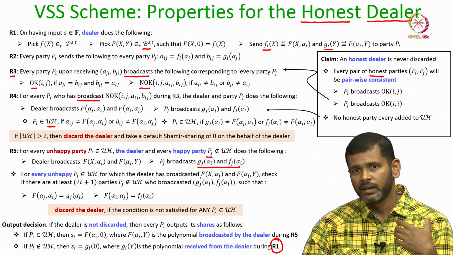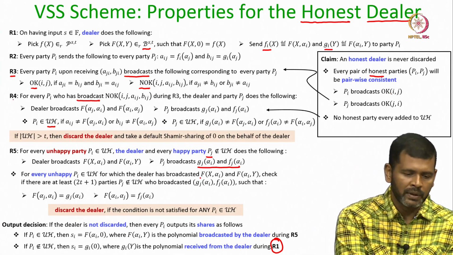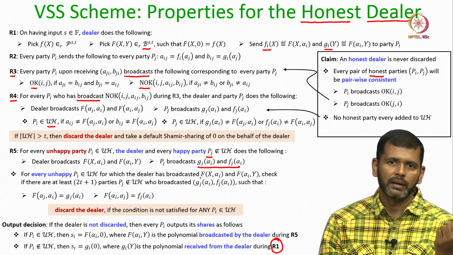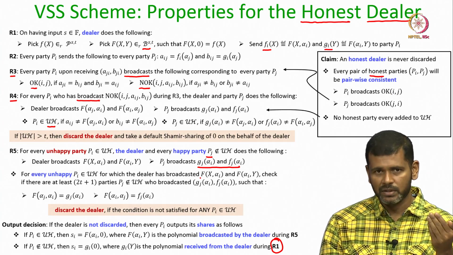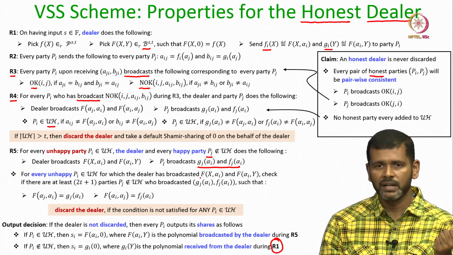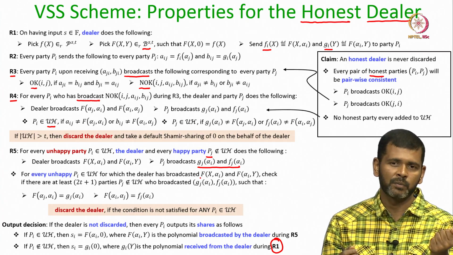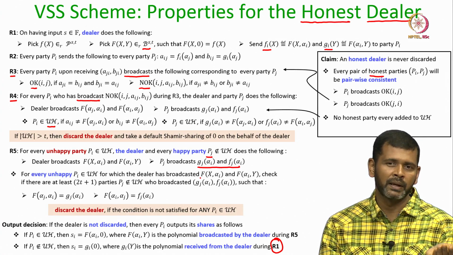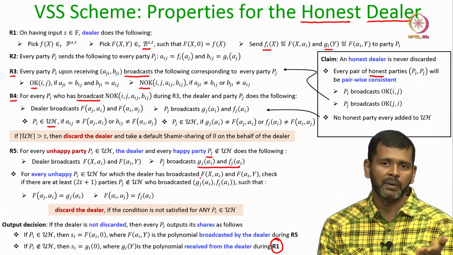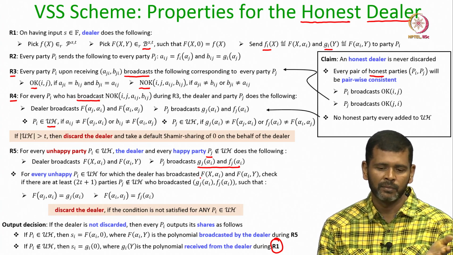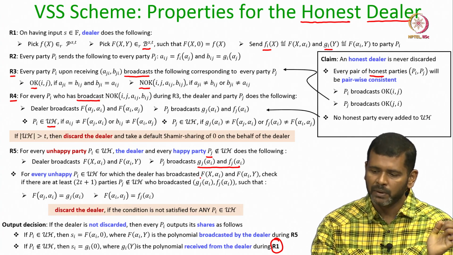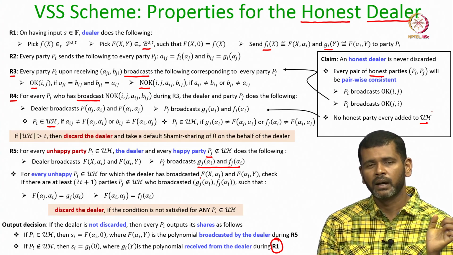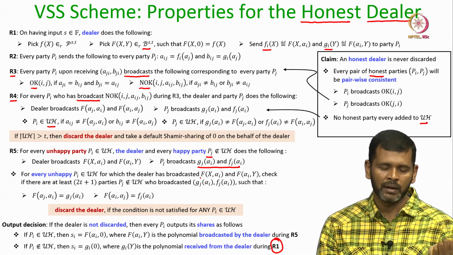That means, when the dealer resolves the complaints during round 4, if the complainee is honest, the dealer's version of the disputed points will match the complainee's version, and the honest complainee will not make it to the unhappy set. It will always be in the happy set. So, no honest party will make it to the unhappy set. So, if at all there is any unhappy party, it is bound to be a corrupt party.